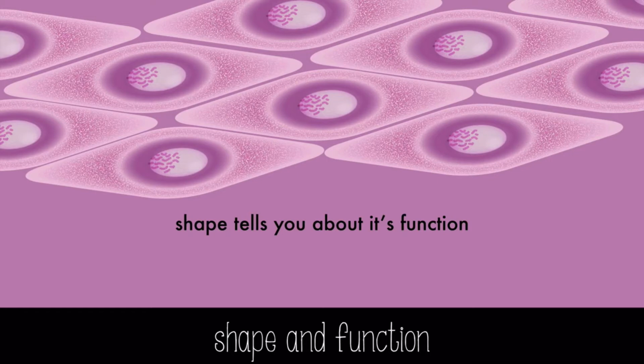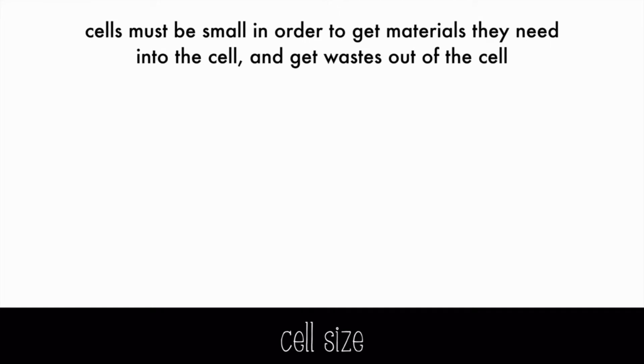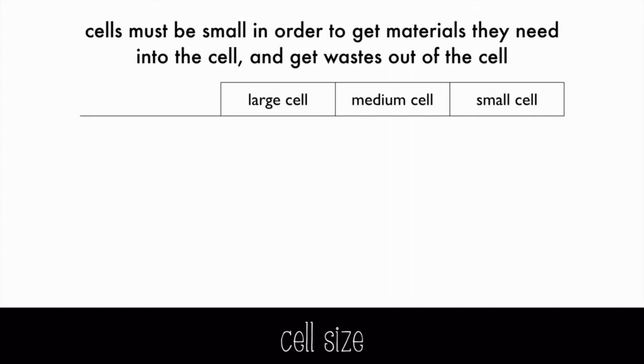Cells are also very, very small. They have to be small in order to get materials they need into the cell and to get wastes out of the cell. It comes down to a ratio between their surface area and their volume. Let's compare 3 different cubes to understand this better. We've got a small, medium, and a large cube here.